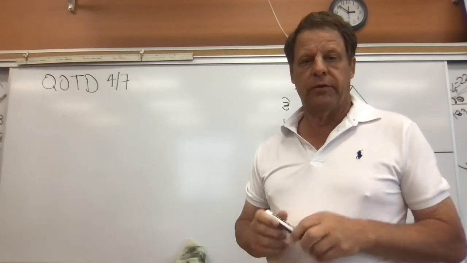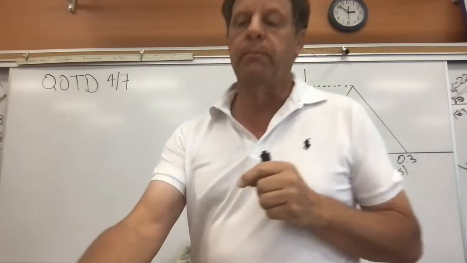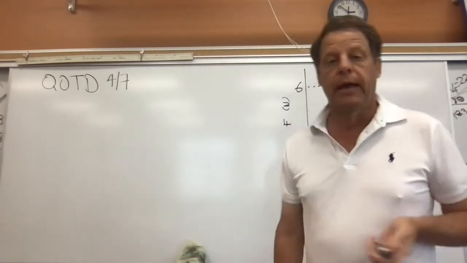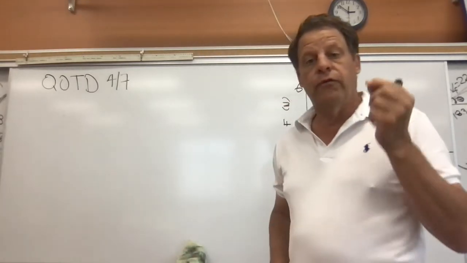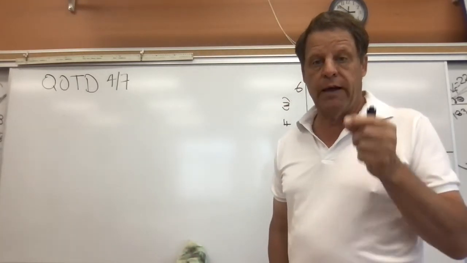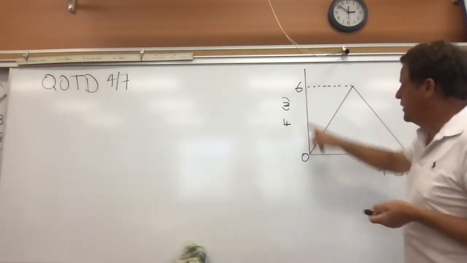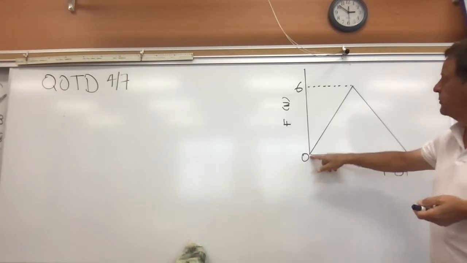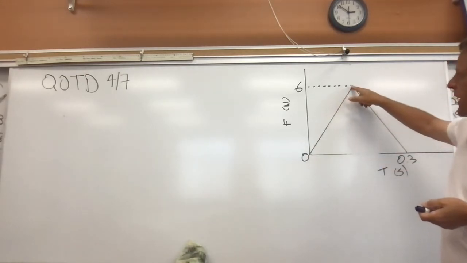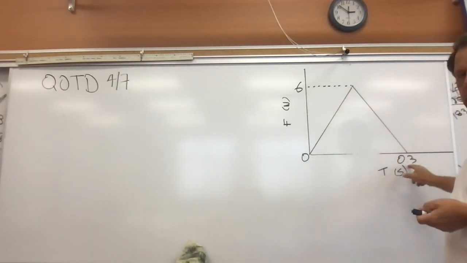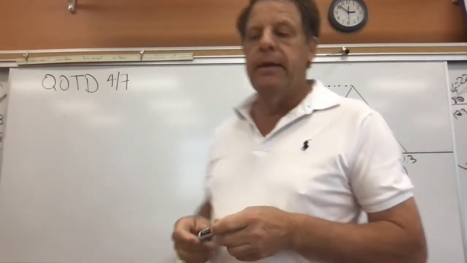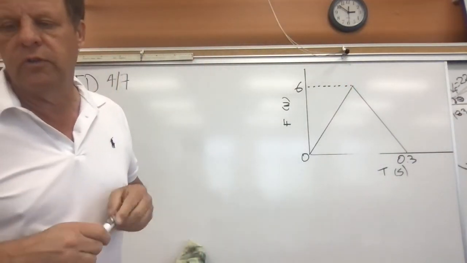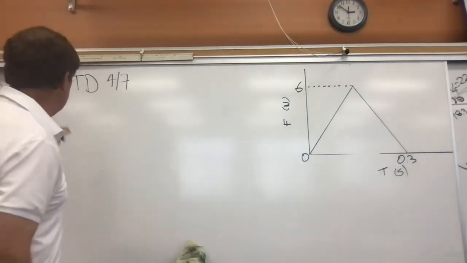In 4.7, we have a tennis racket hitting a ball, and the kind of force versus time graph that we get is right here. So right when it comes in contact, it's got 0 force, but then it reaches a peak at 6 newtons, and it comes down to 0 at 0.3 seconds. Now, impulse is what the question is asking. It says, what is the impulse of the racket on the ball?